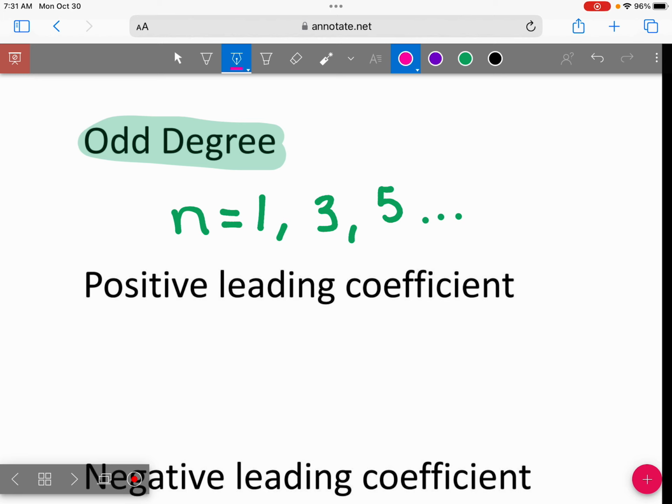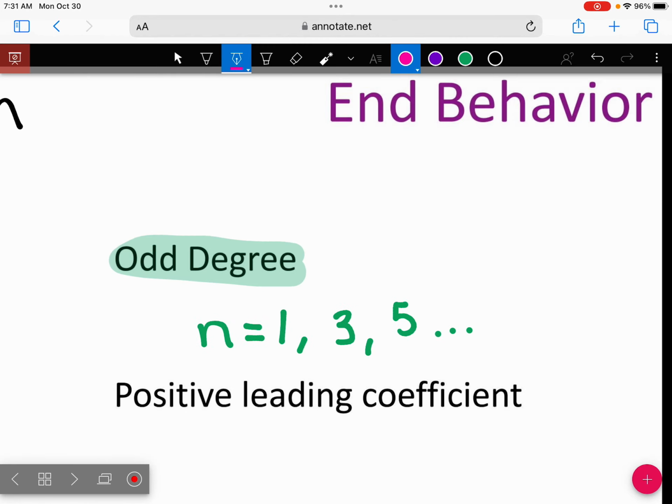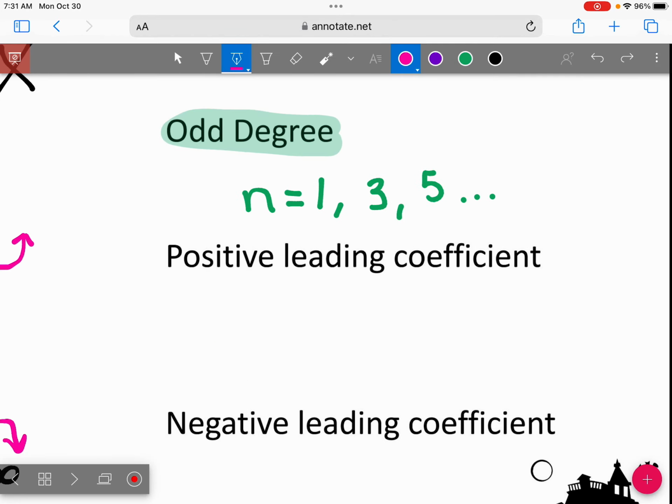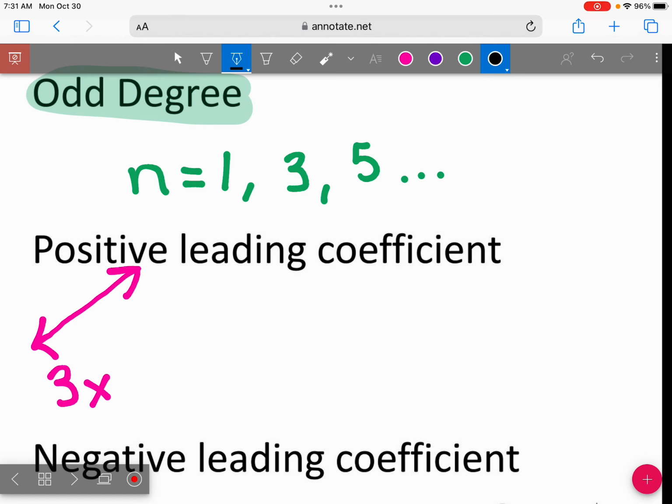So if we have a positive number in front of an x to the first, so think about, I'll write down here, something like 3x, x to the first, right? A positive number in front means it's got a positive slope. So odd degree functions have the same end behavior as a line. And this line has a positive slope, our rise over run, right? So we can use that little quick sketch to help us remember how the end behavior goes.